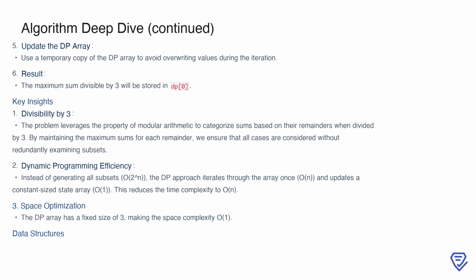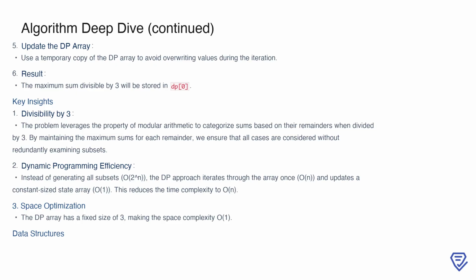Additionally, this dynamic programming solution is highly efficient. Instead of generating all subsets, which takes exponential time, we iterate through the array once and update a constant-sized state array, reducing the time complexity to O(n). The space complexity is also optimized, as the DP array has a fixed size of 3, resulting in O(1) space usage.